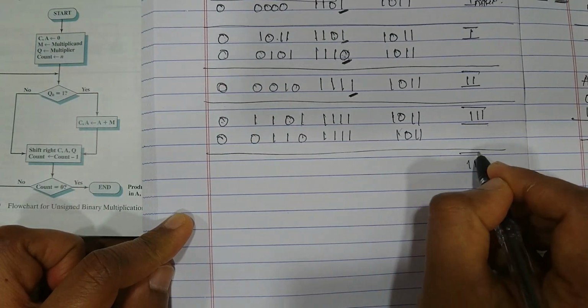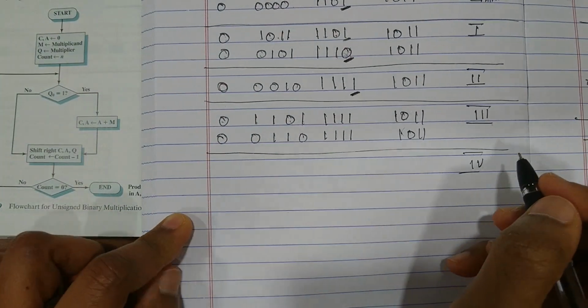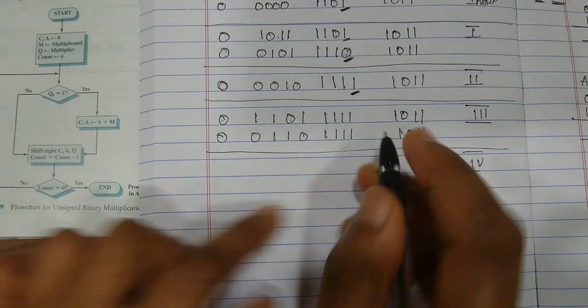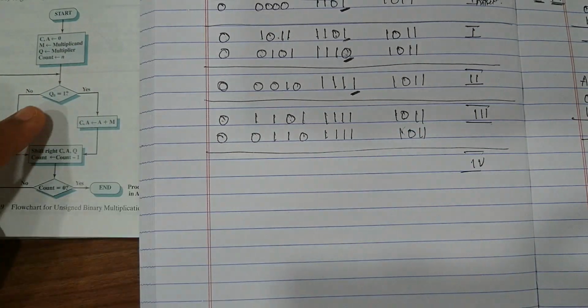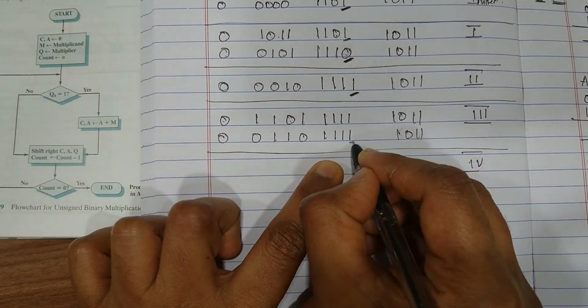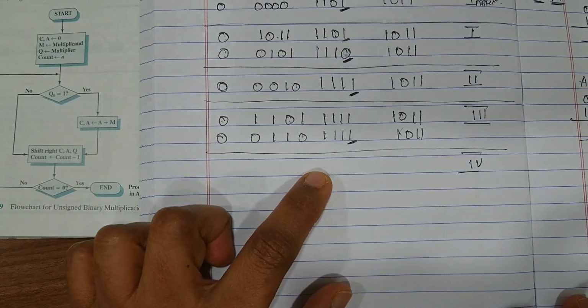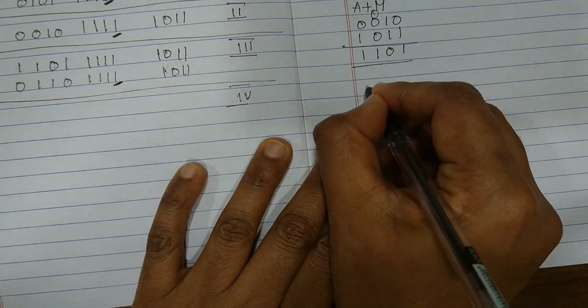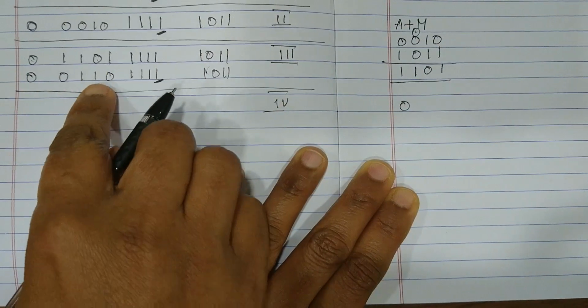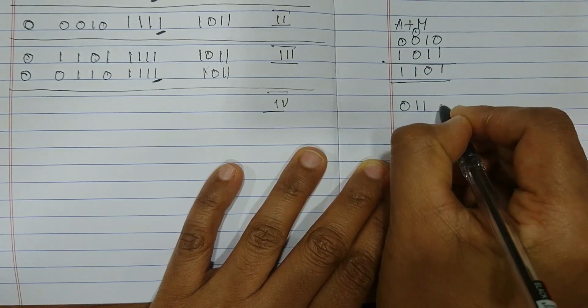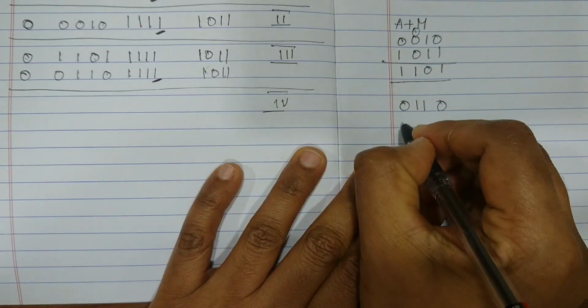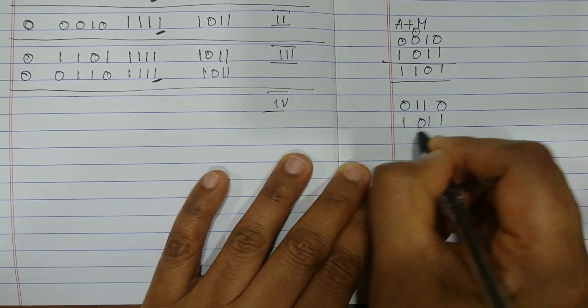Let's go to the fourth iteration. In the fourth iteration, again I am checking. According to the algorithm, check: is Q0 equal to 1? Of course. The Q0 is 1. Now you need to add A and M. Okay, let's do the addition. Your A is 0, 1, 1, 0. M is 1, 0, 1, 1.